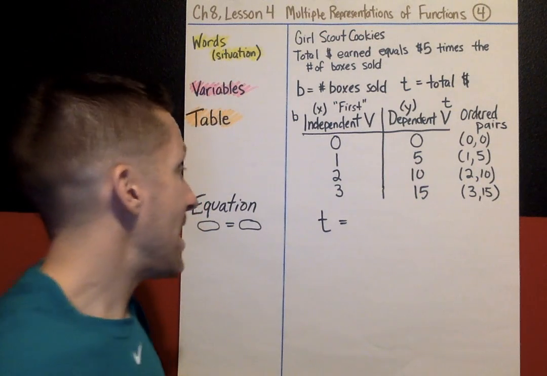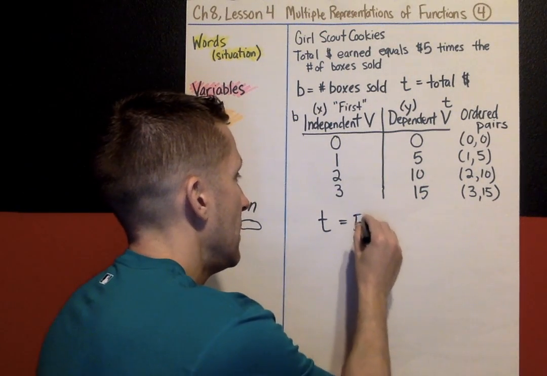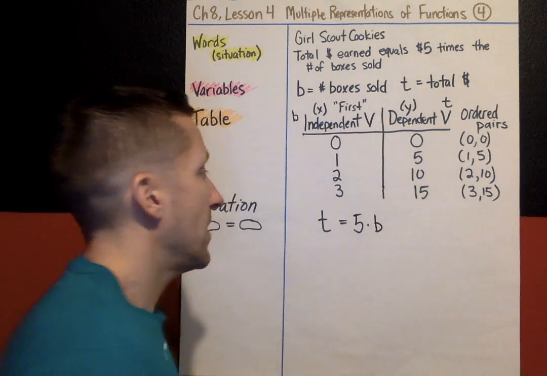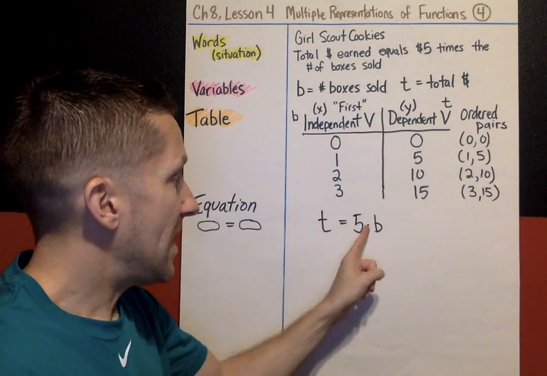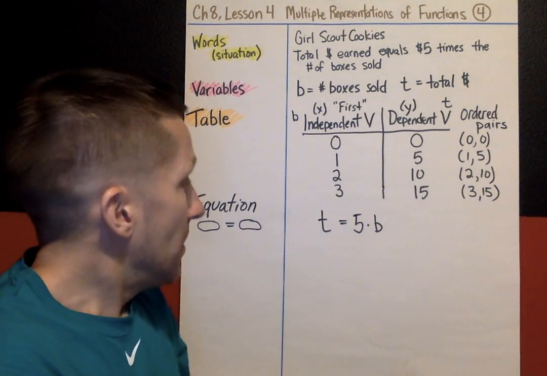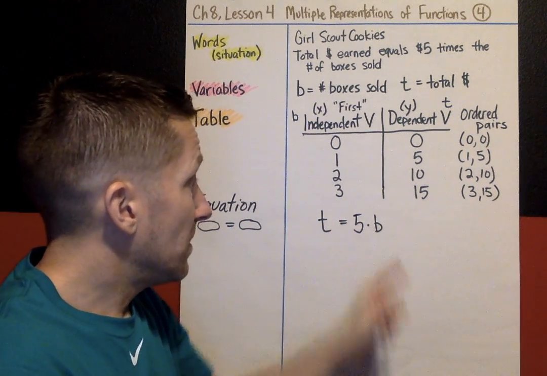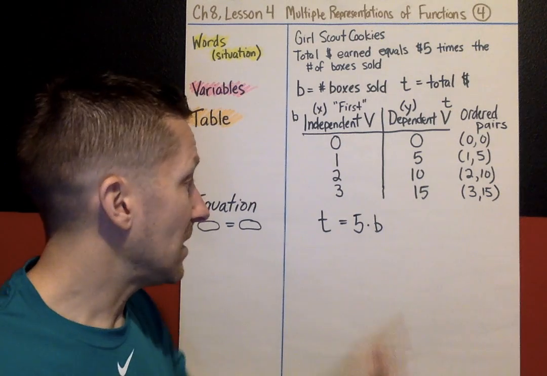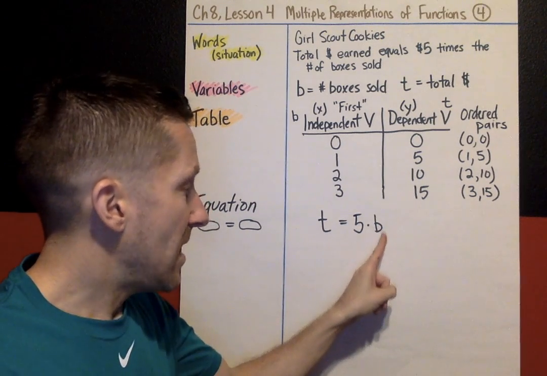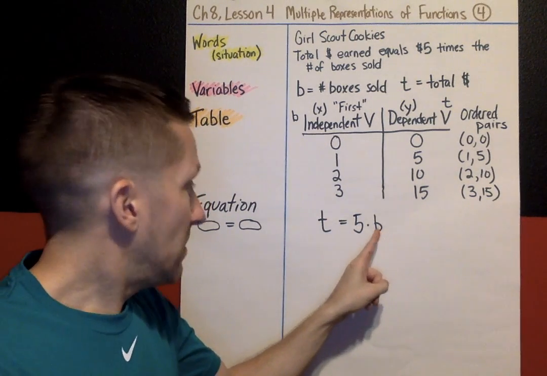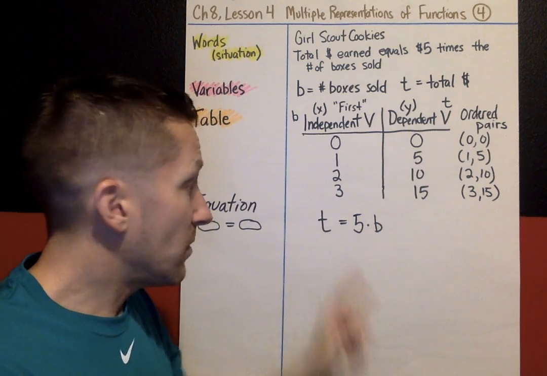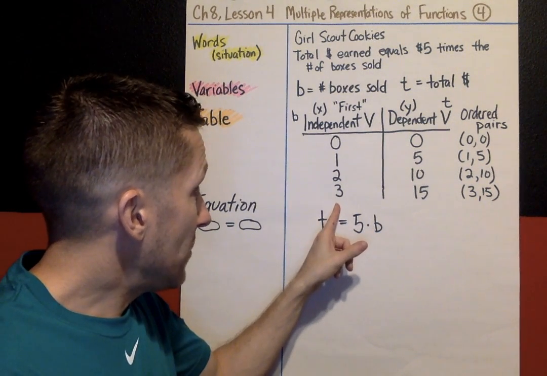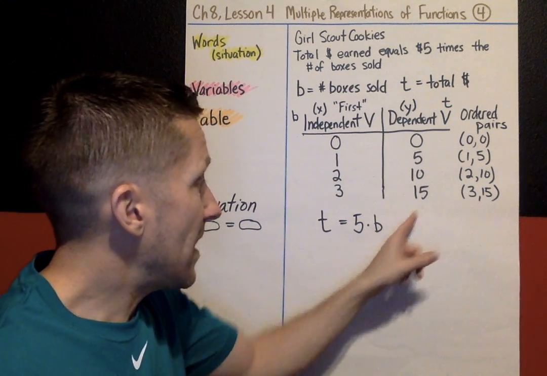Well, how do I write that in math? 5 times the number of boxes sold. Right there. T equals 5 times B. There's an equation: something equal to something. And I can figure out the total for any number of boxes. What if we sold 11 boxes of cookies? I would put an 11 right there. 5 times 11, our total would be 55. So if I sold 11 boxes, the value would be 55.